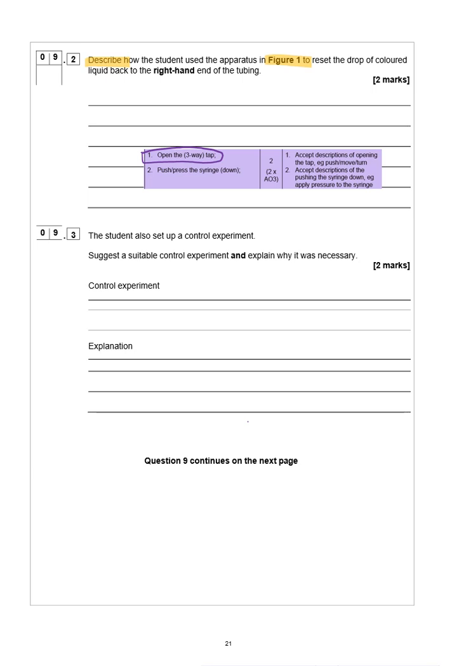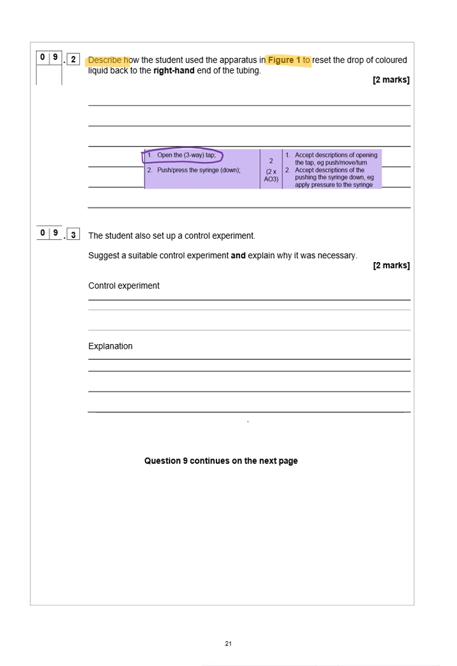The student also set up a control experiment. Suggest a suitable control and explain why it was necessary. So I want to tell the effect of respiration from these woodlice. So my control means that I'm not going to put my woodlice in there. Everything else should be the same.